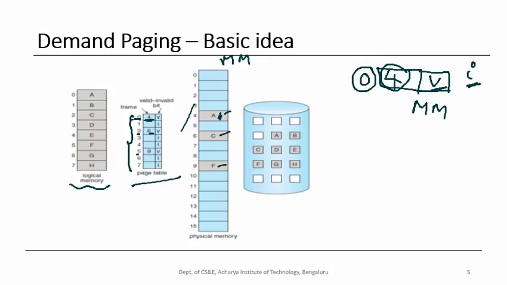You look at this carefully. The process is divided into 8 pages, and only some of the pages are right now residing in the main memory. Okay, so what are those pages? It is page A, page C and F. These are the pages which are residing in the main memory at this point of time.